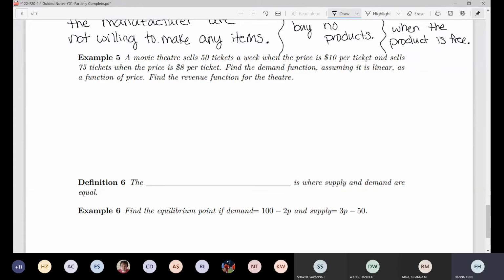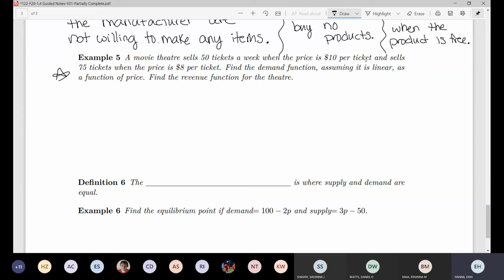A movie theater sells 50 tickets a week for the price of $10 per ticket and sells 75 tickets when the price is $8 per ticket. Find the demand function, assuming it is linear, as a function of price. Find the revenue function for the theater. This is a somewhat common type of question where you're given this information of how much is demanded for each price point, and you need to figure out the actual function.